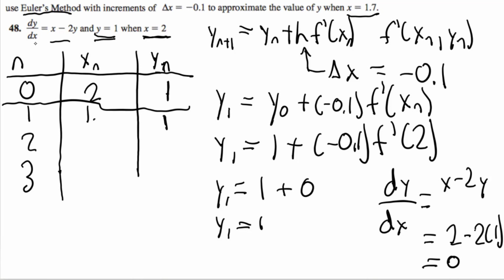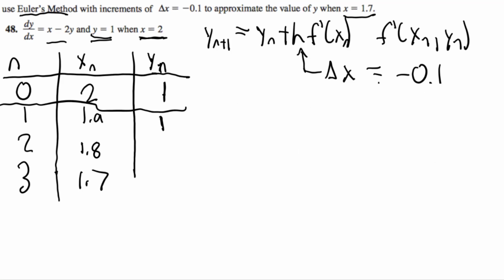And then we can say x sub n is equal to 1.9. We know 1.8 because this is going down, and then 1.7. We can just put in the x sub n's now because we know we're doing increments of negative 0.1.